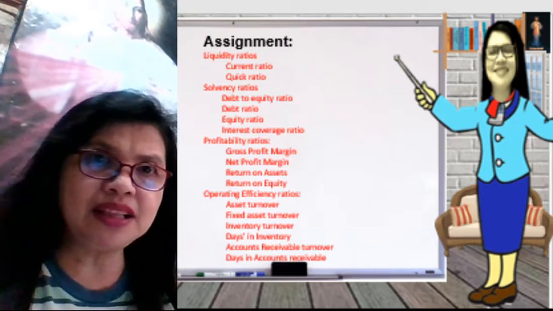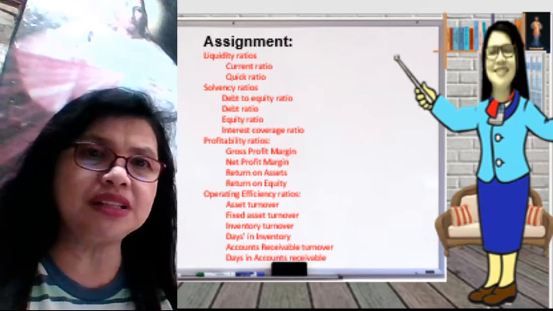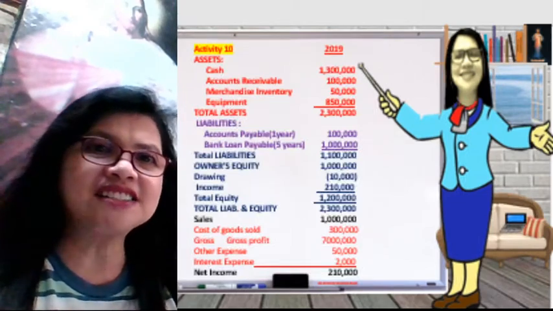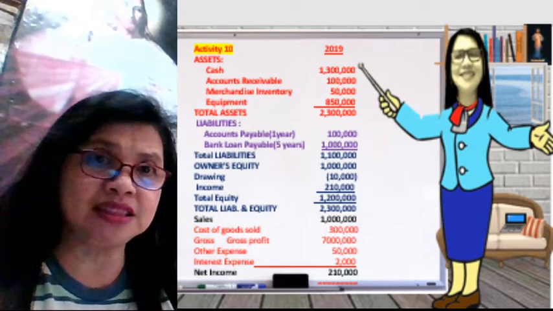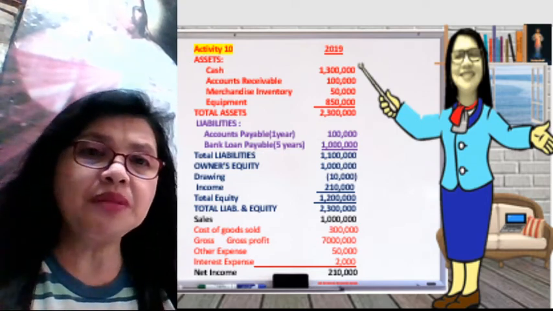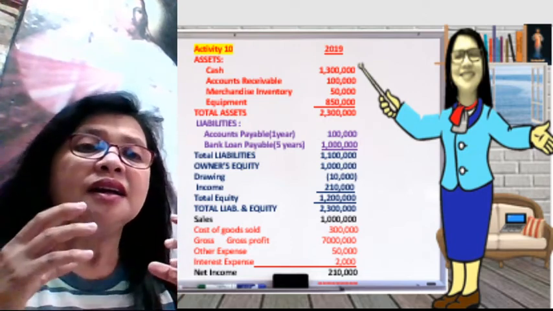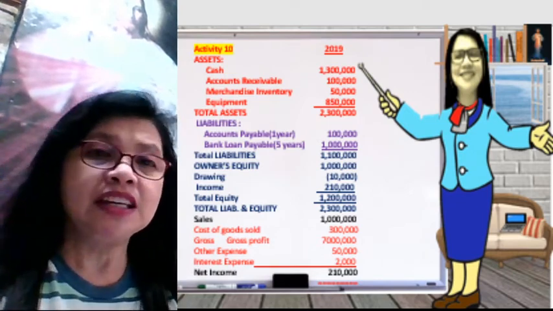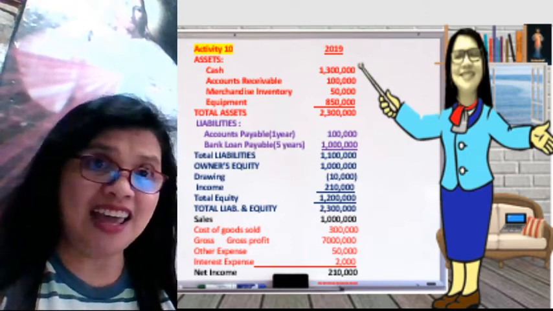Here is the assignment. You will solve for the liquidity ratios, solvency ratios, profitability, and operating ratios. Here is now the financial statement, the balance sheet on the top, and the income statement down below. Using these figures, we will be able to get the relationship of these different accounts so that we will be able to express them into ratios. So given the examples above, I hope you will be able to answer this exercise.